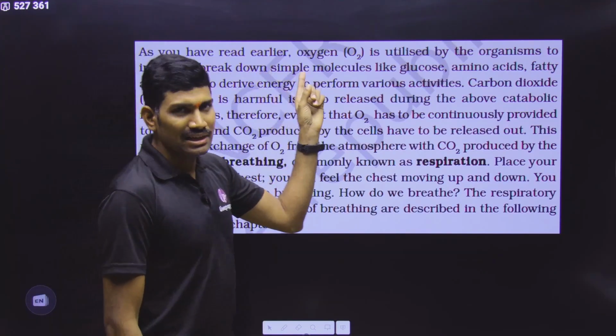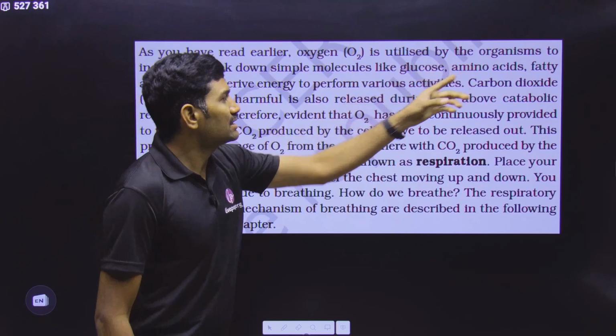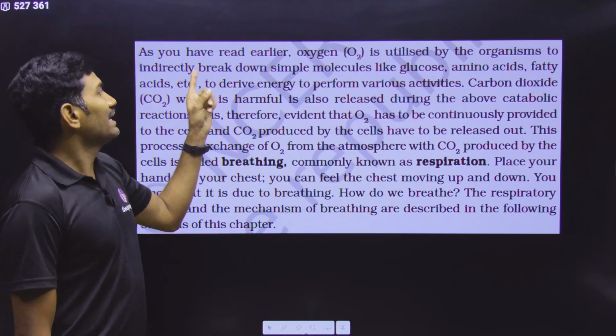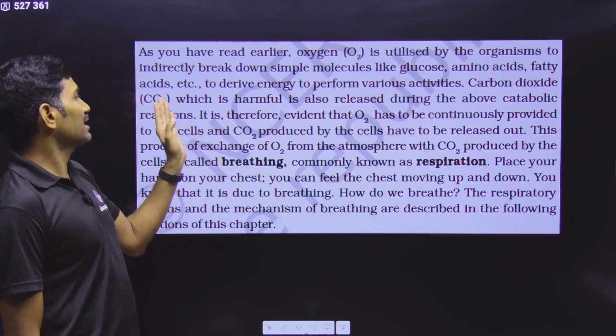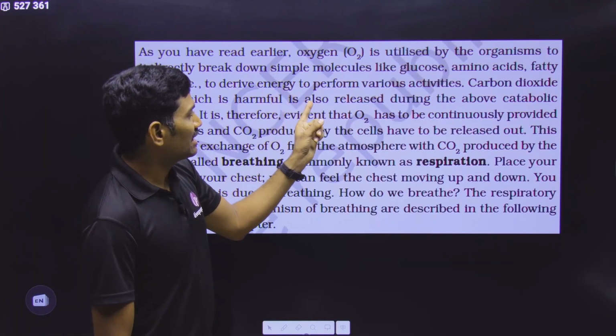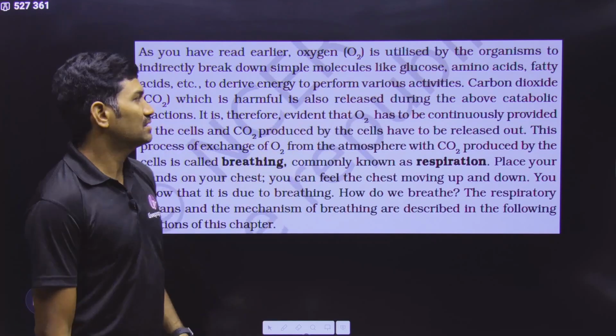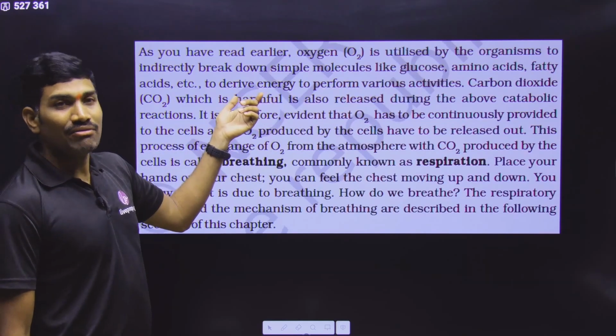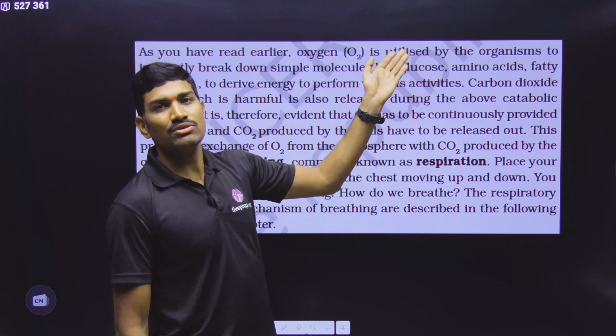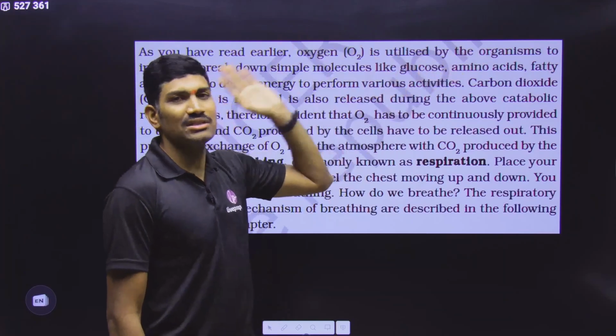First, quickly let us go through the first paragraph. As you have read earlier, oxygen is utilized by the organisms to indirectly break down simple molecules like glucose, amino acids, fatty acids, etc., to derive energy to perform various activities. To perform various activities, we need energy. From where do we get this energy? By the breakdown of simple molecules like glucose, amino acids, fatty acids.